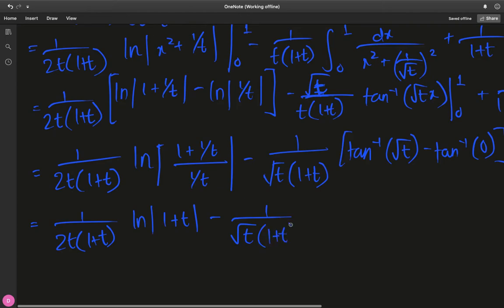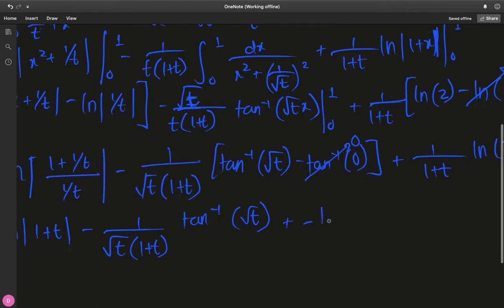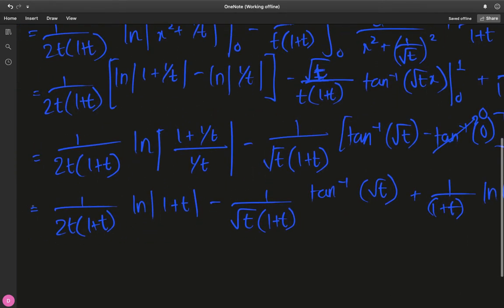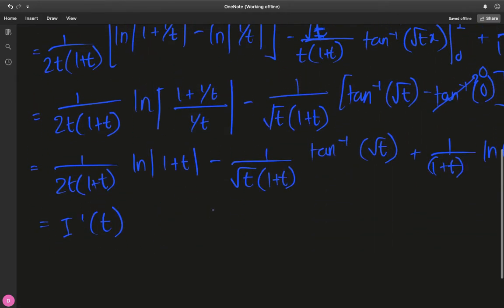times 1 plus t, and in the numerator inverse tangent of 0 is 0, so that goes away. We have inverse tangent of square root of t plus 1 over 1 plus t times the natural log of 2, and that entirely is what our I prime of t is equal to. So we successfully found the partial derivative with respect to the parameter t. Now it's time to go on and get back our I of t by integrating with respect to t.